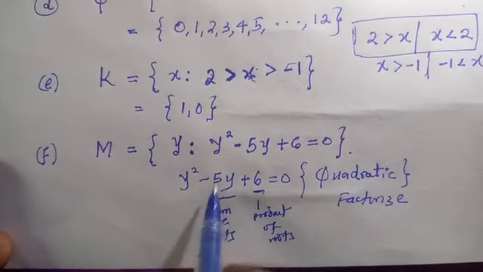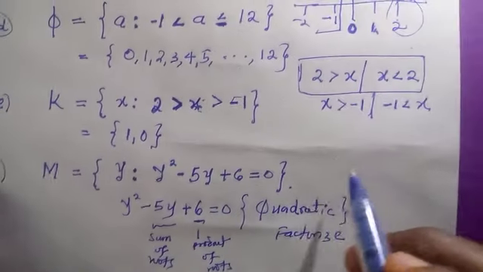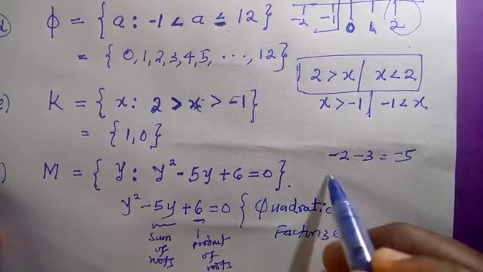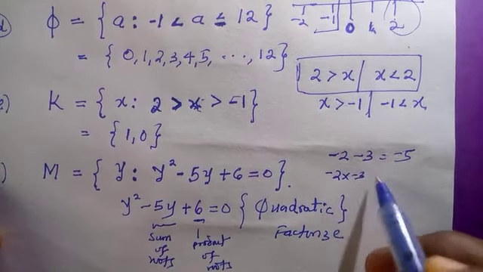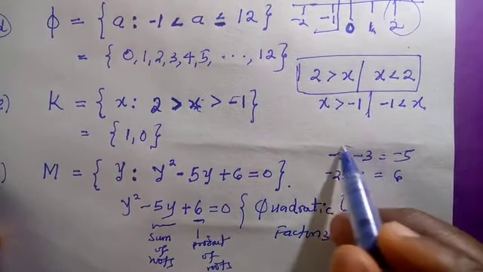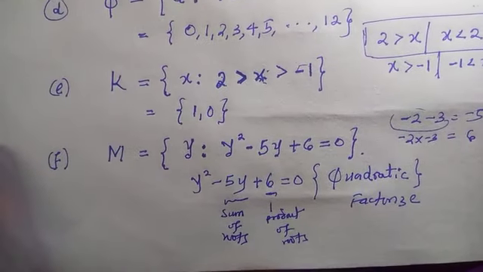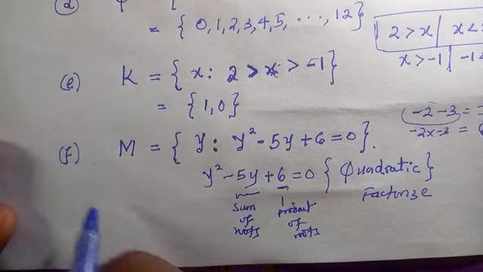It's very, very simple. What we are going to do here is look for two numbers. If you add them, it will be minus 5, and if you multiply them, it's going to be plus 6. So that's why I've decided that it is minus 2 and minus 3. So minus 2 minus 3 is minus 5, and minus 2 times minus 3 equals 6. So we are going to replace all these things in this.